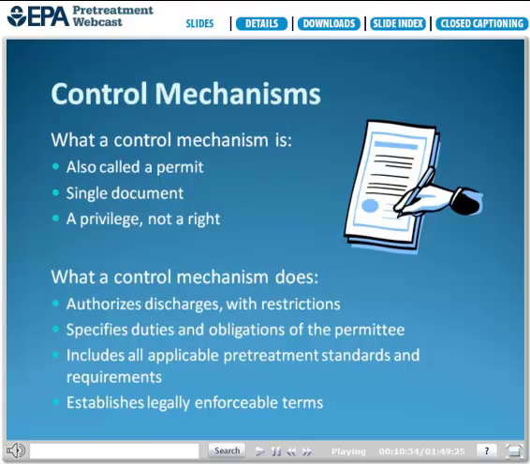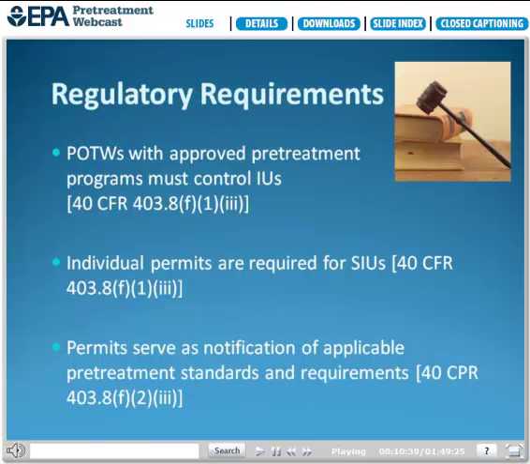Okay, guys, let's admit it. We're learning about industrial user permits because the regulations require POTW and state pretreatment program control authorities to issue them.